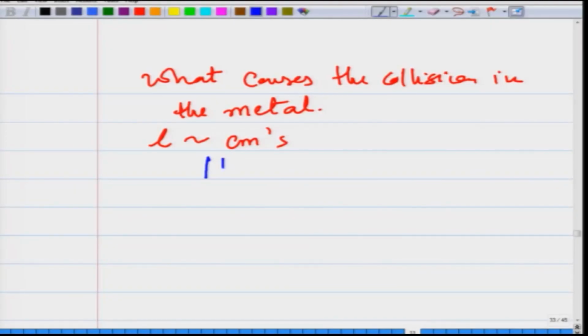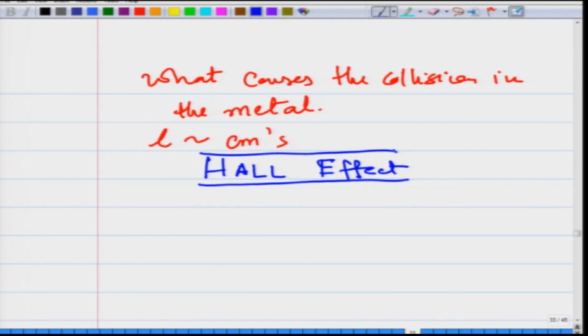So, the phenomenon of scattering of electrons inside the metal is not well established, but be that as it may, the Drude model is still successful, and it is successful in describing another phenomenon, which is the Hall effect. This is a very important phenomenon, and it is also a very useful phenomenon.